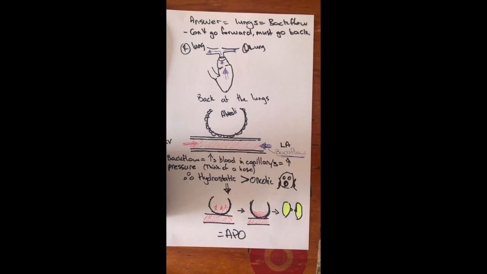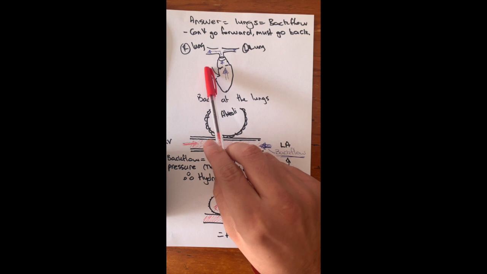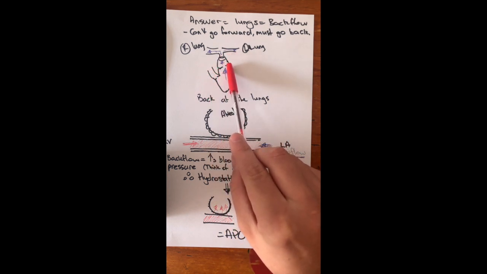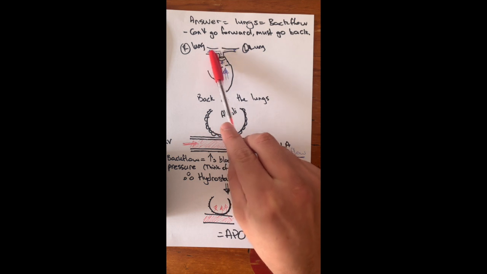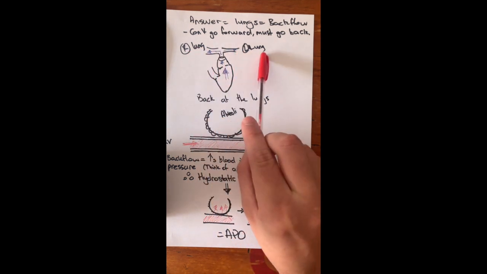The answer is the lungs. Unfortunately, the left ventricle can't pump it out, so it can't go forward. It can only go back. So it goes through that mitral valve into the pulmonary veins, and then back to the right lung and the left lung.